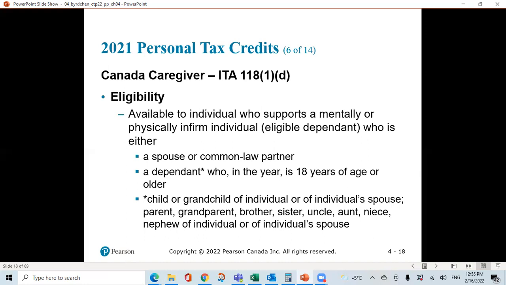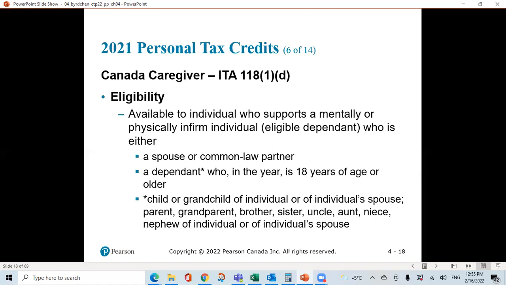A few years ago, the federal government released separate tax credits for caregiver amounts, like the family caregiver credit, the caregiver credit, or the infirm dependent over 17 years old credit. So there were all sorts of different credits. That was from 2017, I believe. And then after a few years, they decided to combine them all together into just one Canada Caregiver credit.